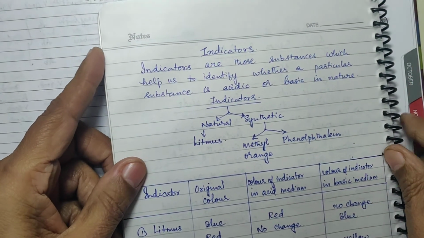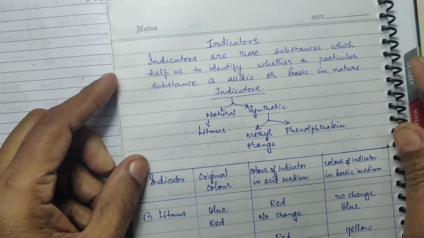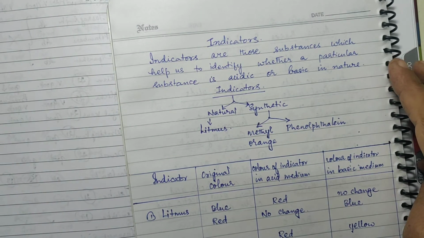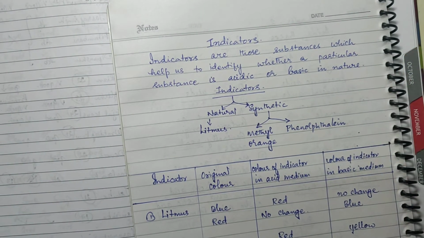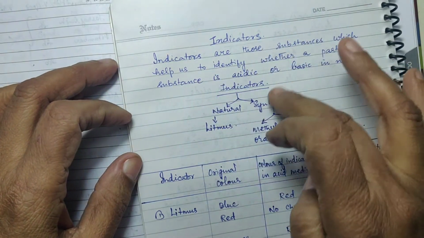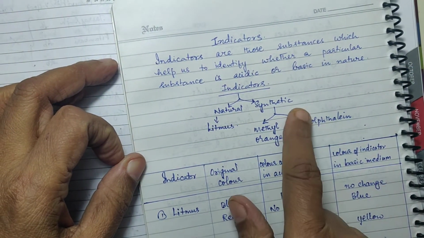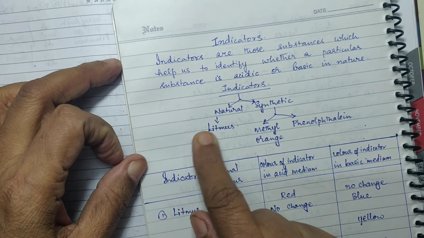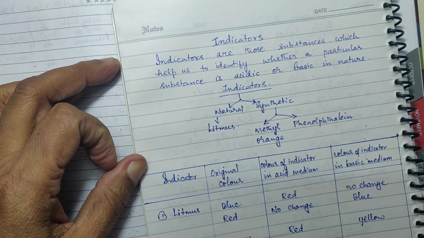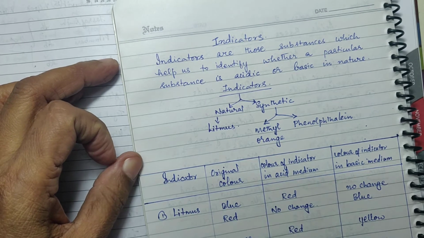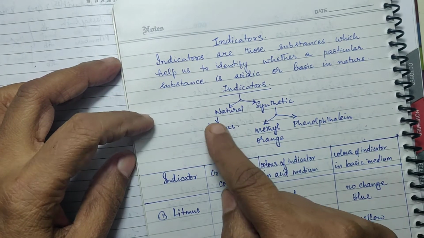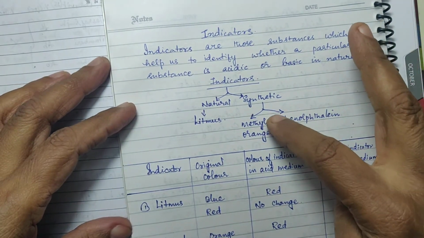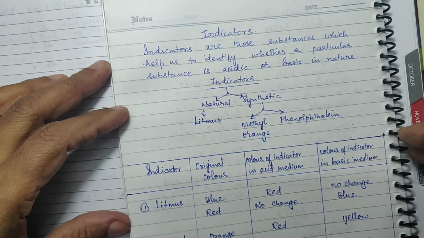What are indicators? Indicators are those substances which help us to identify whether a particular substance is acidic or basic in nature. These indicators are of two types: natural indicators and synthetic indicators. Under natural indicators, you can give the example of litmus solution, turmeric, beetroot juice. And synthetic indicators are methyl orange and phenolphthalein.